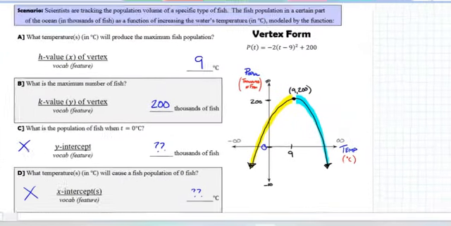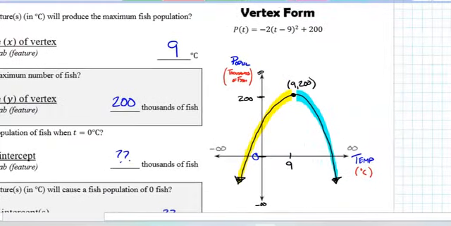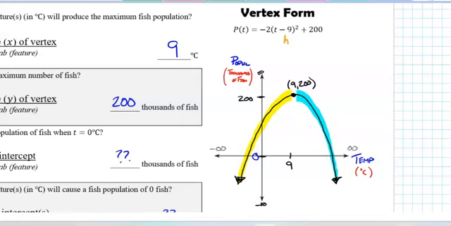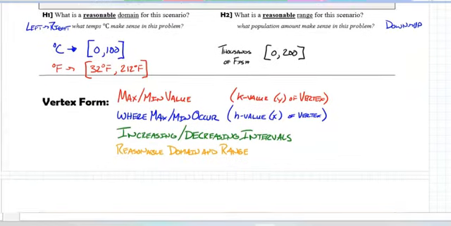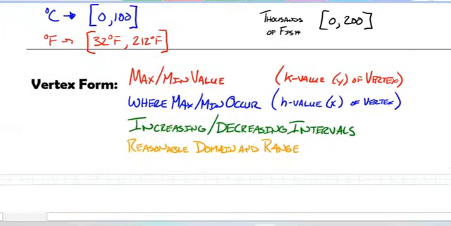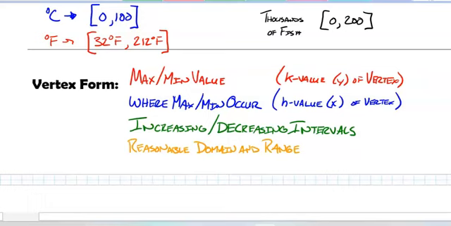Looking back at the equation, we can note that the h value is found inside the parentheses next to the variable t, and our k value is added or subtracted onto the end. H value, k value. This is important information that we can use and rely on when we're trying to pull information and identify key features from vertex form.